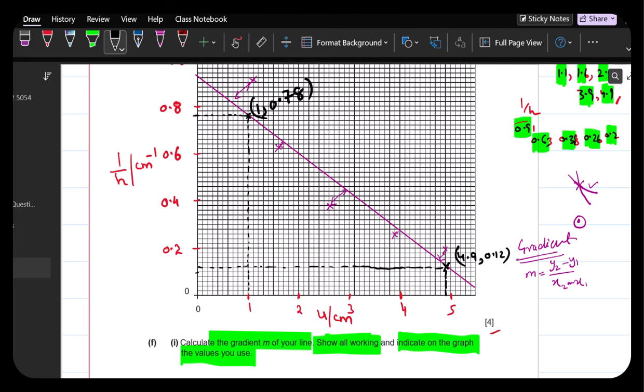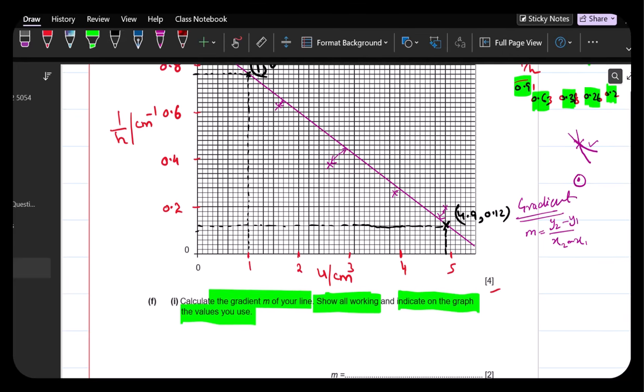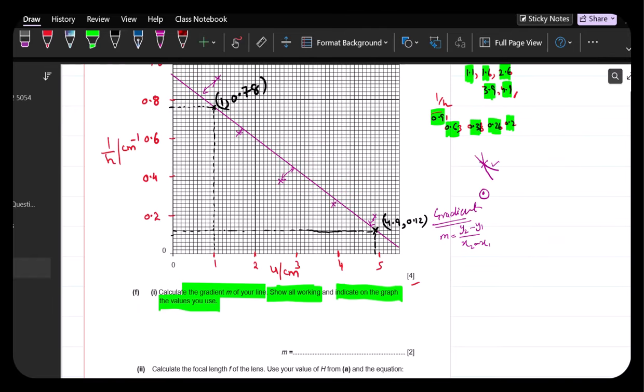Two significant numbers we have to take. So we have to do the calculation. We have marked the values. So to calculate this, m is equal to 0.78 minus 0.12 divided by 1 minus 4.9. I'm taking this as x2, y2. This is x1, y1.